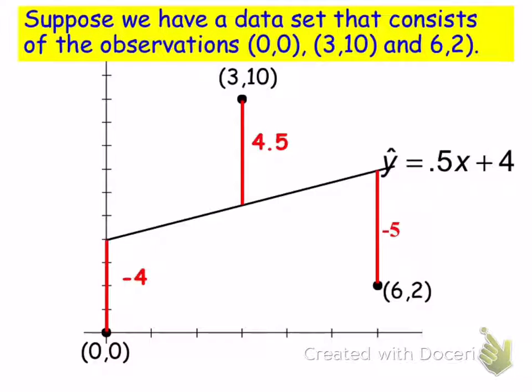If I have a negative deviation, do you think that means that I over or underestimated? If my actual is 0, 0, and I predicted to be at 0, 4, then did I over-predict or under-predict? Over. So if I have a negative deviation, that means that I overestimated. Sometimes people get this backwards. If you have a negative deviation, that means the actual is below, so I overestimated. So if I have a bunch of negative residuals, that means that I overestimated.